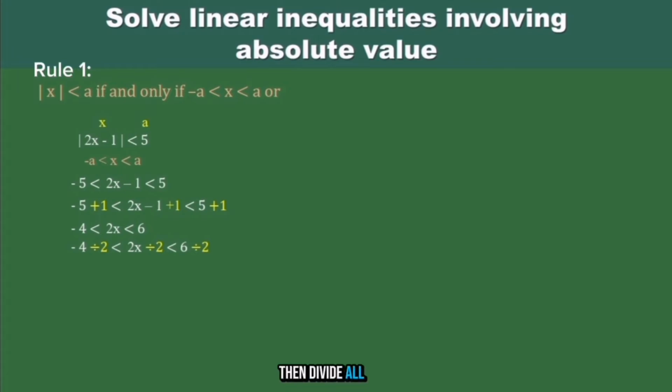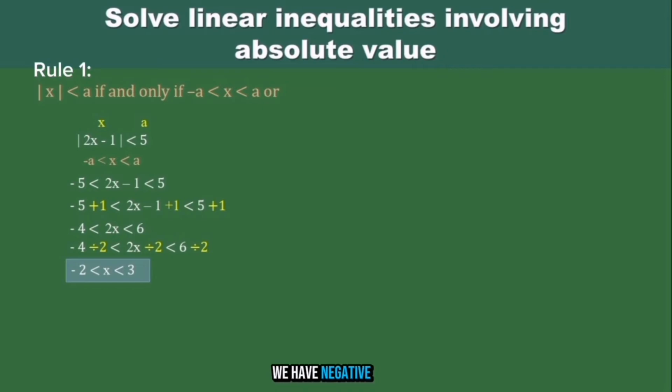Then divide all parts by 2. Negative 4 divided by 2 is less than 2x divided by 2 is less than 6 divided by 2. Therefore, we have negative 2 is less than x is less than 3. Meaning to say, any x value greater than negative 2 and less than 3 works.